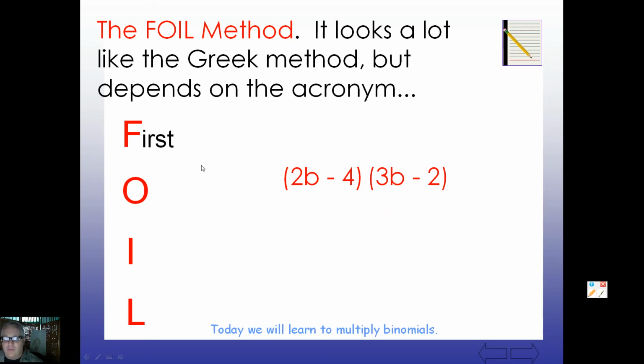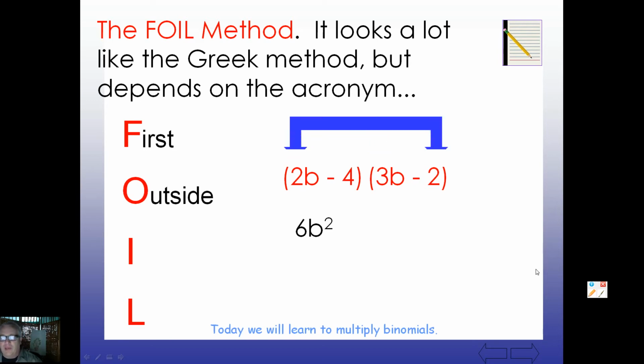It says we're going to multiply the first terms together. So the first terms, 2b and 3b, will give you 6b squared. Then the O here means we're going to multiply the outside terms. The outside terms. So you're going to end up with 2b times negative 2 gets you negative 4b.